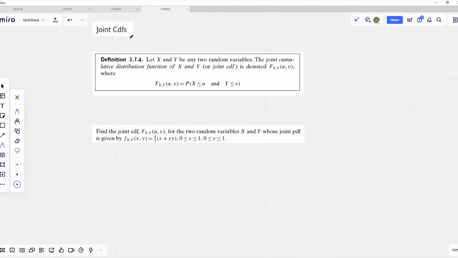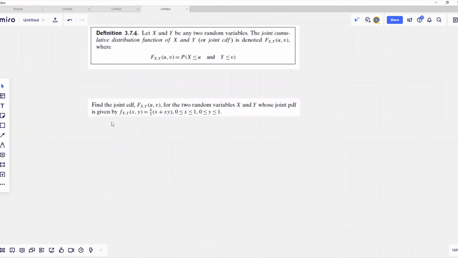Joint CDFs. In a single random variable case, CDF was defined as a probability that our random variable, let's say x, is less or equal than some value, let's say a. Now we can extend that definition for a case when we're working with two random variables, or to a bivariate case. So joint cumulative distribution function of random variables x and y is defined as probability that first random variable x is less or equal than some value u, and second random variable y is less or equal than v.